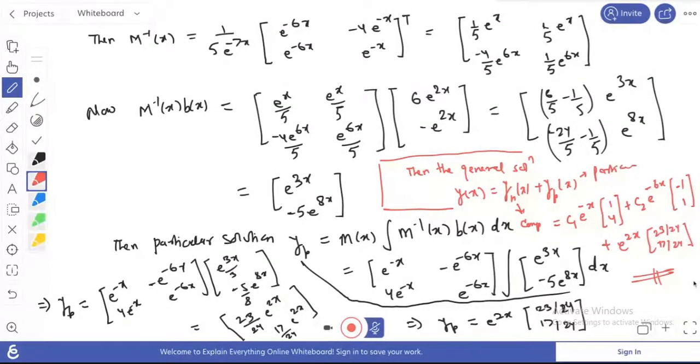Okay, so you can find out by this method the general solution of any non-homogeneous differential equation.